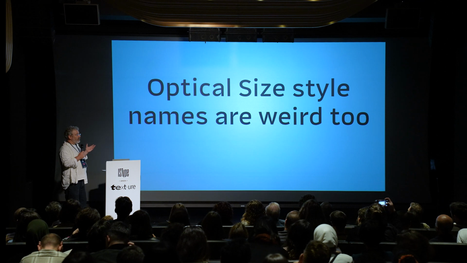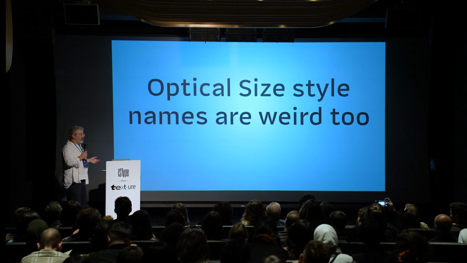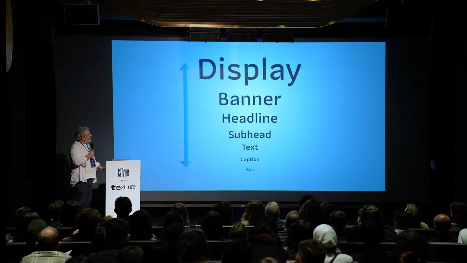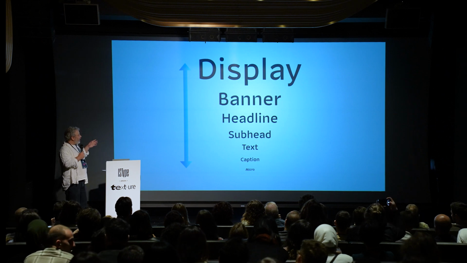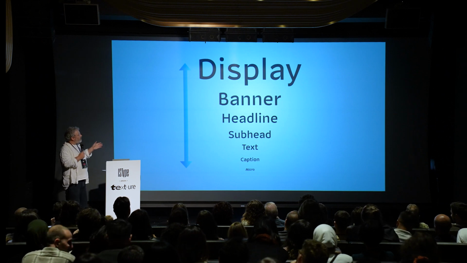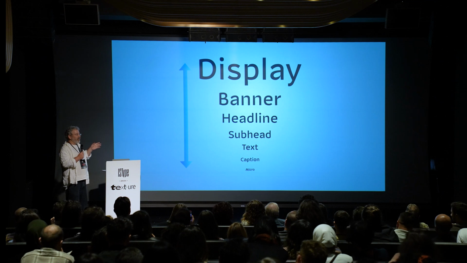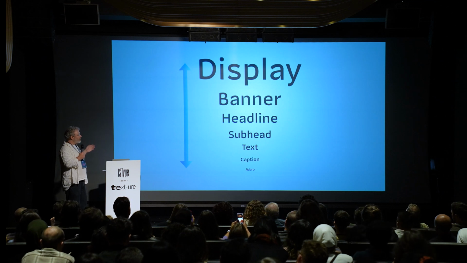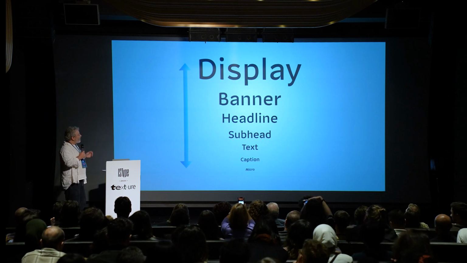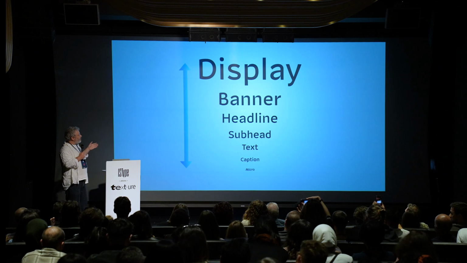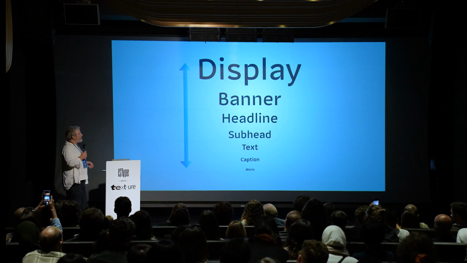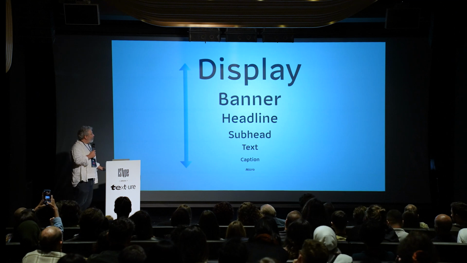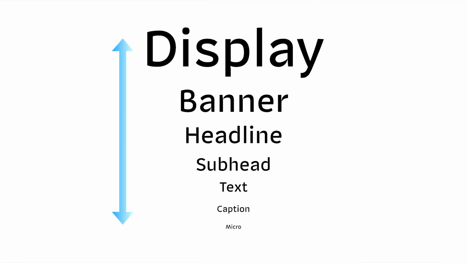The other thing is that the style names that we give to our optical sizes are also kind of weird and uncomfortable. So, for example, you'll use display and banner headline. This is sort of a subset of all of the many possible names that people have given to optical sizes. And it makes sort of sense that we use these things. We're sort of alluding to the optical nature in using them, but they're sort of indirect.